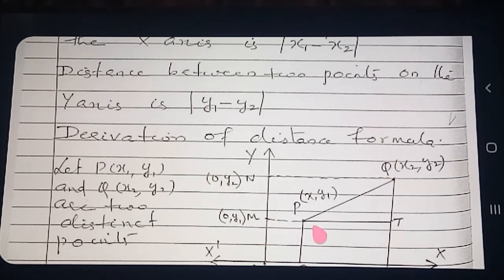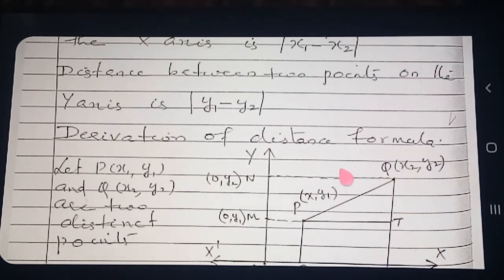See here. Here one point is there, P(x1, y1). Here another point is there, Q(x2, y2). For these points, you may think that the distance can be found as modulus of x1 minus x2. But here the points are not on the x-axis. They are not on the y-axis. If they were on the x-axis, we could apply modulus of x1 minus x2.